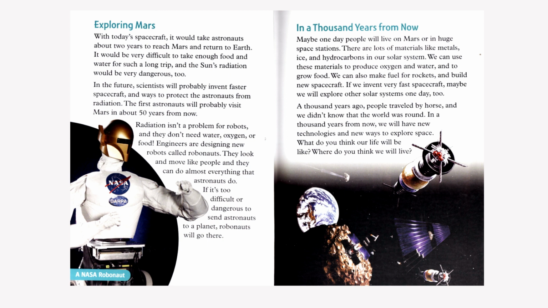In 1,000 years from now. Maybe one day people will live on Mars or in huge space stations. There are lots of materials like metals, ice, and hydrocarbons in our solar system. We can use these materials to produce oxygen and water, and to grow food. We can also make fuel for rockets and build new spacecraft. If we invent very fast spacecraft, maybe we will explore other solar systems one day too.